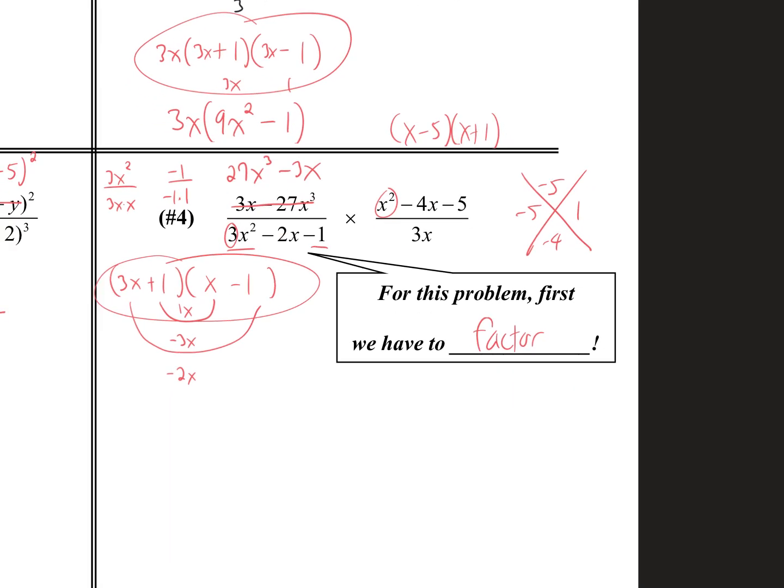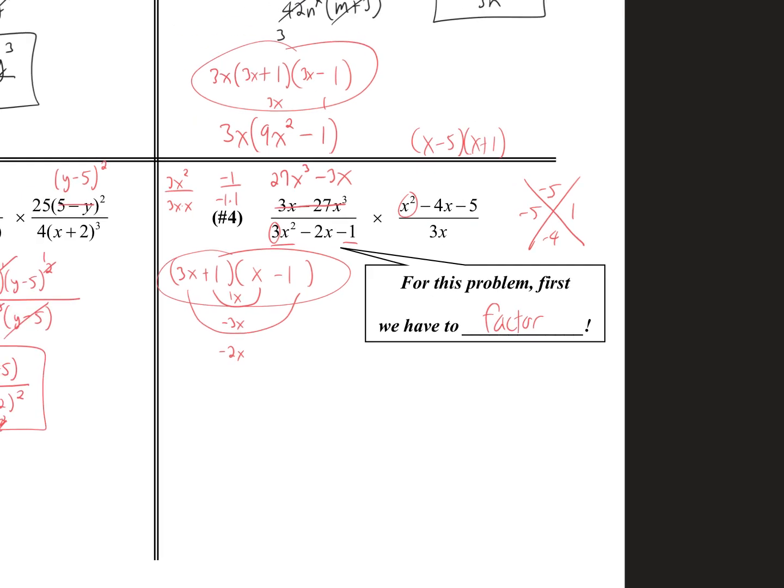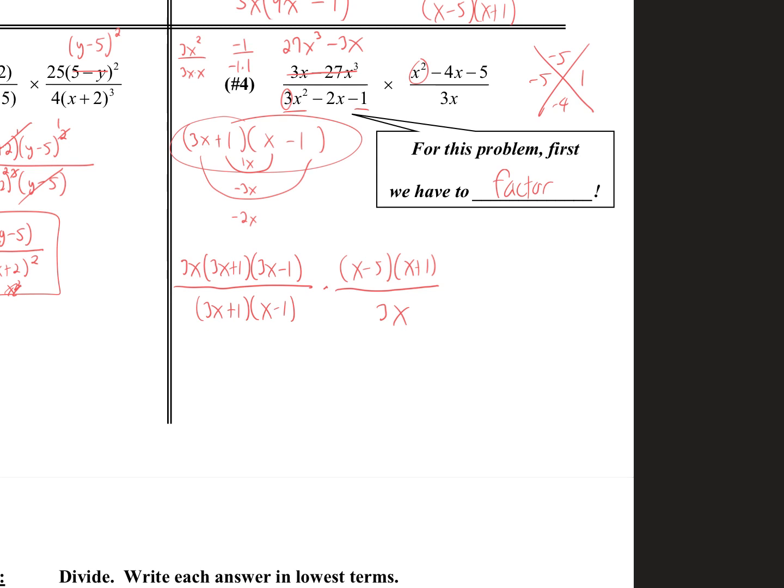All right, now we can rewrite this. It's going to be a lot here, you'll see. We're going to rewrite this whole thing. So the top left was 3x times 3x plus 1 times 3x minus 1, over 3x plus 1 times x minus 1. In the top right, times x minus 5 times x plus 1, all over 3x. Now, I usually like to multiply across, but what I would encourage us to do is cancel stuff first. You can cancel vertically or diagonally to clean this up before we combine it into a big mess. You still can do it the other way, but it makes it a little bit easier this way, okay?